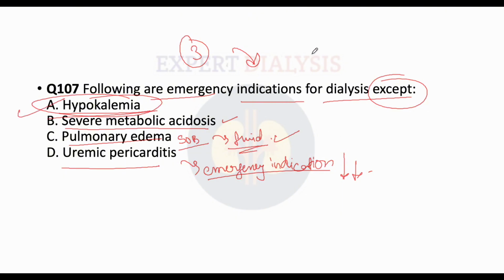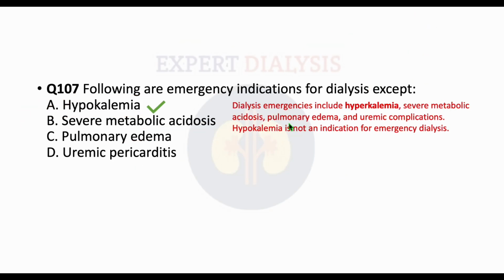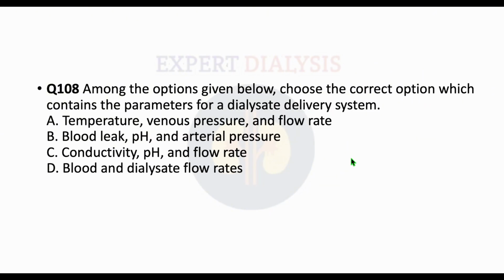In general, while we are treating somebody, mainly in dialysis, we encounter patients with hyperkalemia and not with hypokalemia. Hyperkalemia is more common in dialysis, not hypokalemia, so this will be the exception. So dialysis emergency include hyperkalemia, severe metabolic acidosis, pulmonary edema, and uremic complication. Hypokalemia is not an indication. Moving to the 8th question next.